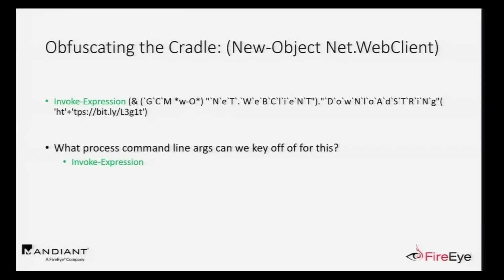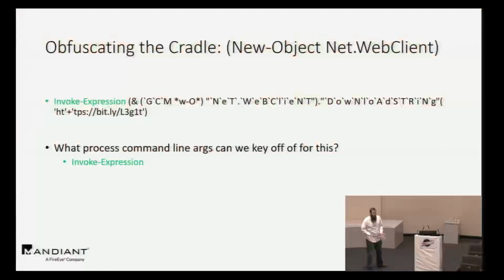So we'll just remove it from this example. So we're left with Invoke-Expression, which is actually a really good indicator. If you're not looking for Invoke-Expression or IEX on the command line, you're missing most of the stuff out there. On the command line, it is a pretty unusual thing to see. But how could this be?